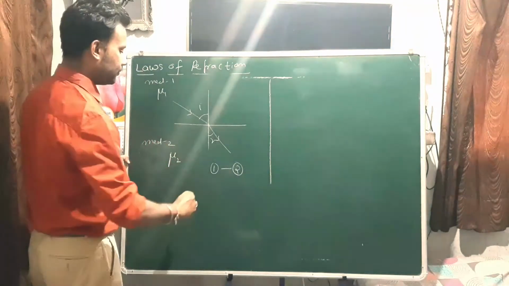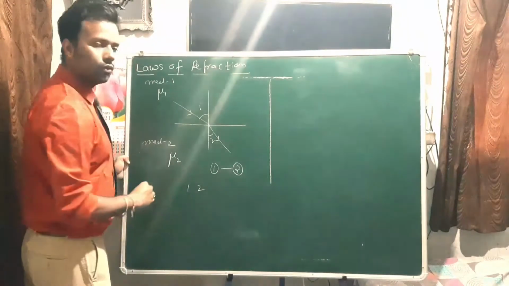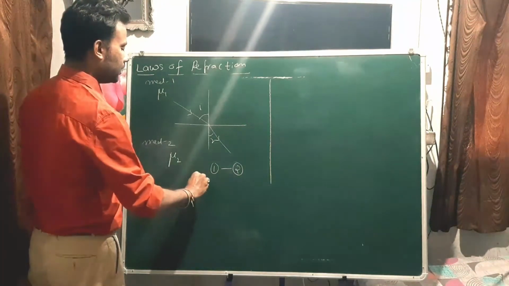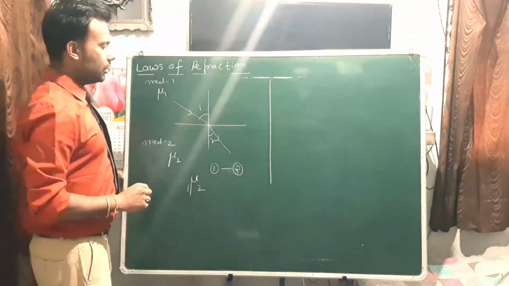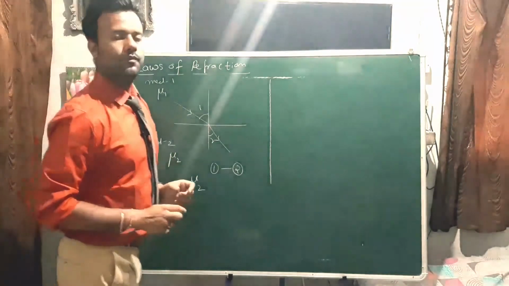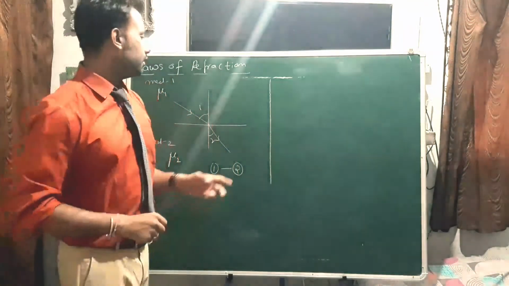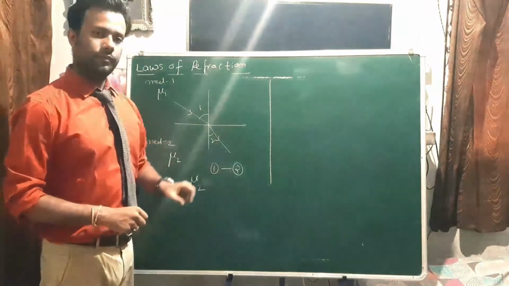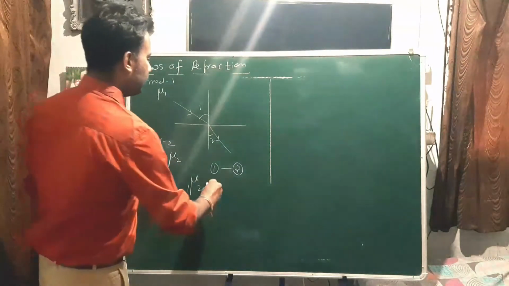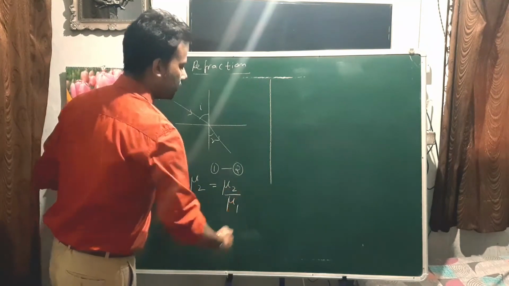How will we write it? It is going from 1 to 2, so we write 1, mu, 2 in the middle. So light is going into medium 2. How do you find the refractive index? We find the refractive index of medium 2 with respect to medium 1. So this will be written as mu 2 upon mu 1.